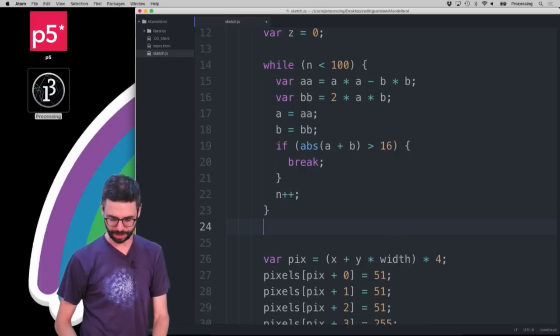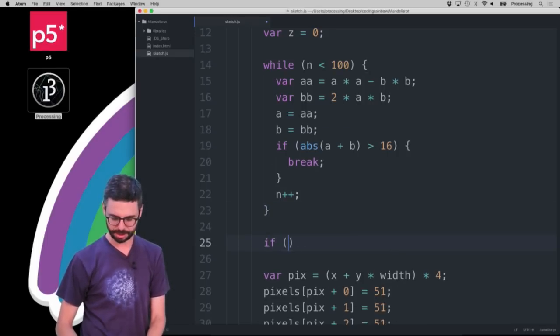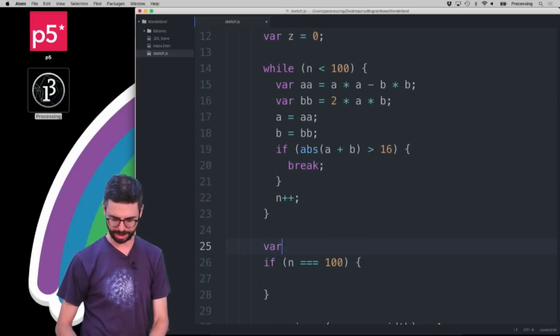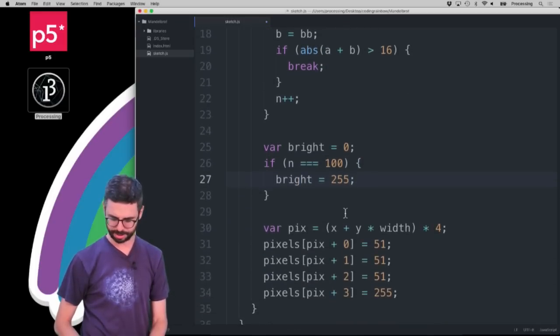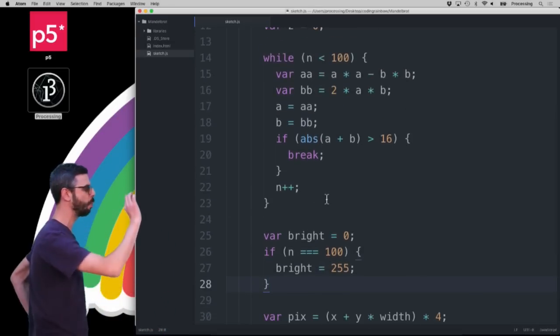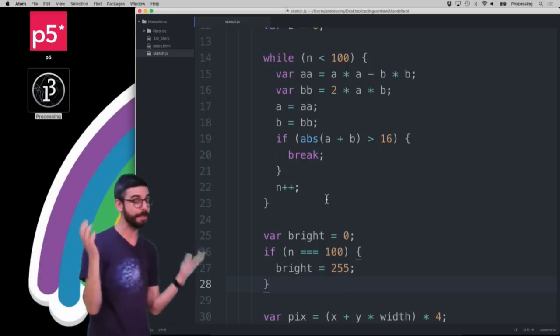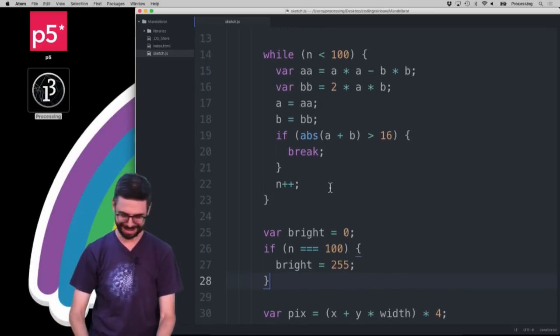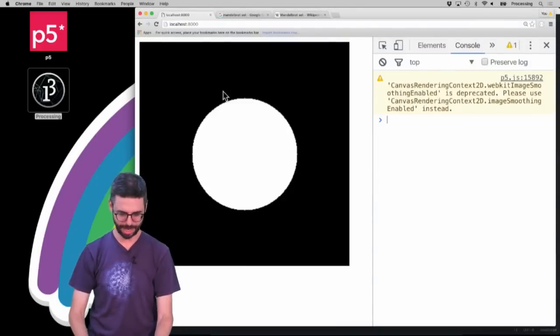Okay, so now let's just do something. If n equals 100, if we got to the max iterations, and I should probably make that a variable, then let's make a brightness value. Brightness value equals 0, and otherwise brightness value equals 255. Let's just see what happens if I basically, with this simple little algorithm, figure out whether n kept going and remained bounded, or if it went to infinity. Let's see. We should get something. Ooh, I got a nice circle.